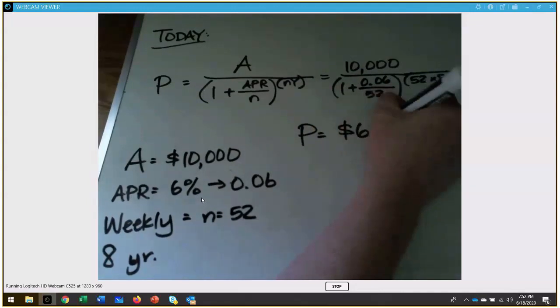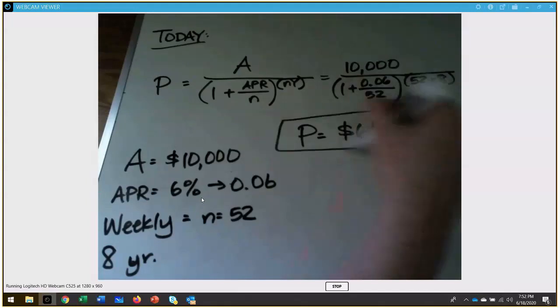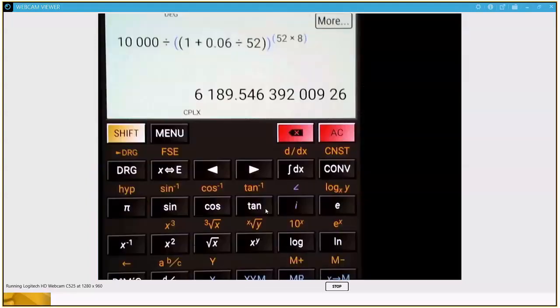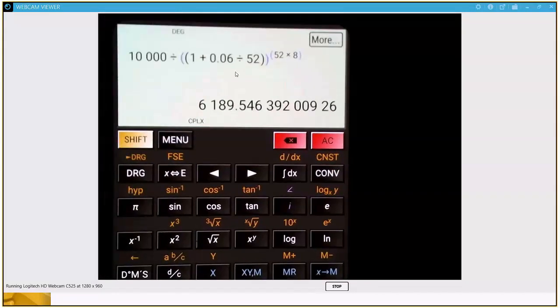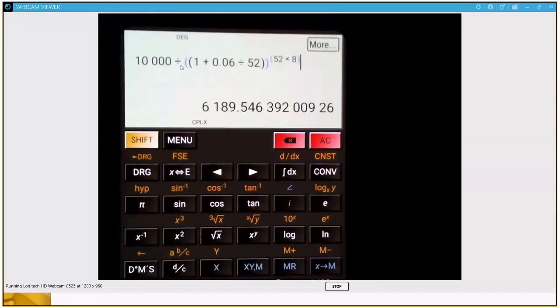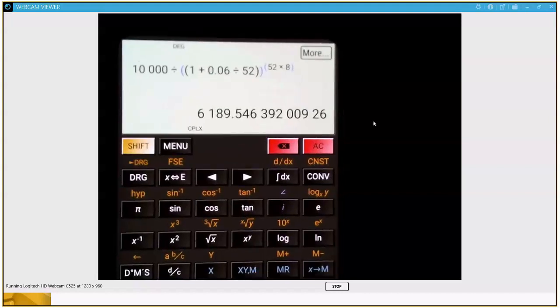I got 61, 89, and 55 cents. Better. There's me. That's how I plugged it in. Make sure it's 10,000 divided by, and then open up the parentheses and plug it all in just like the other problem.